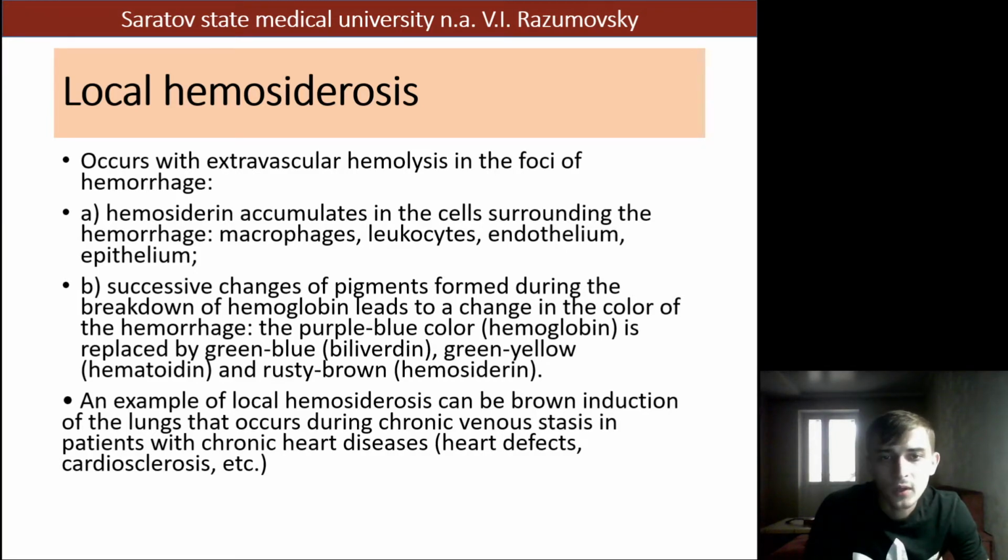An example of local hemosiderosis can be brown induration of lungs that occurs during chronic venous stasis in a patient with chronic heart disease. So, we should talk about brown induration of lung because it's our examination slide, and I will ask about it in our exam.